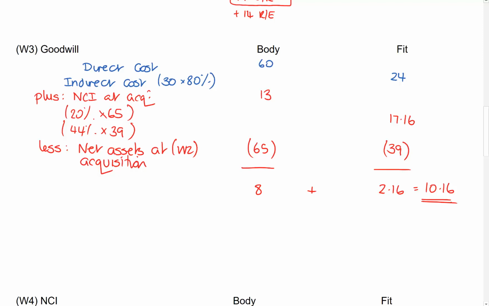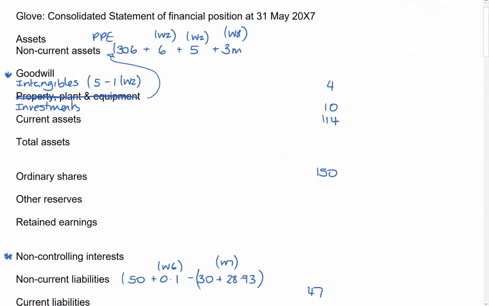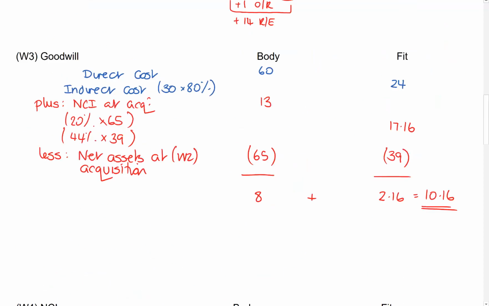Goodwill is 8 for body, 2.16 for fit, gives us a grand total of 10.16. Go up here, goodwill, 10.16 from working number 3.